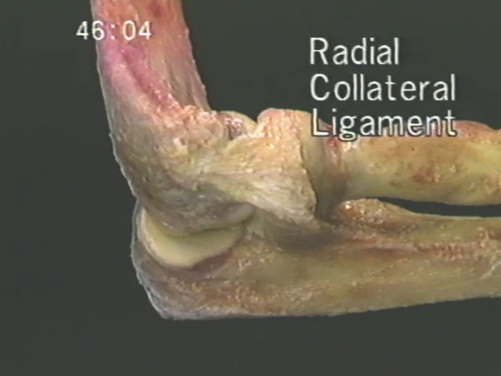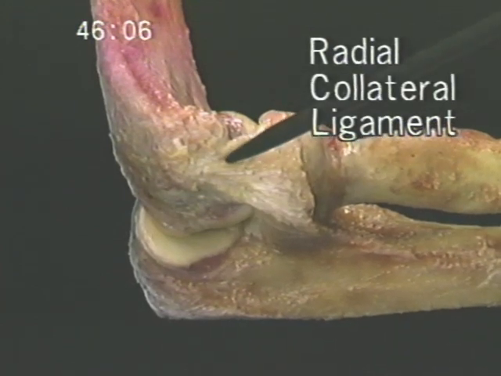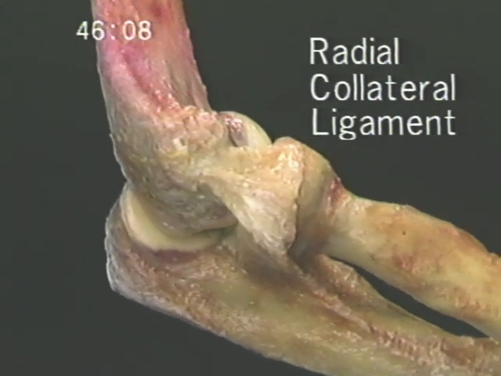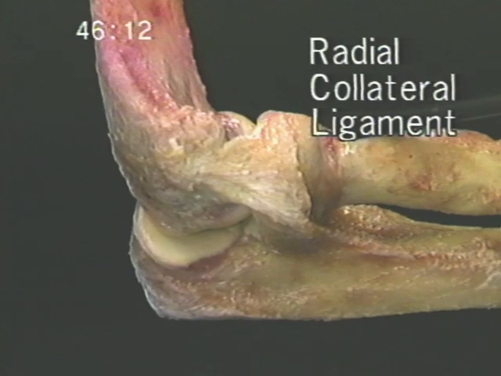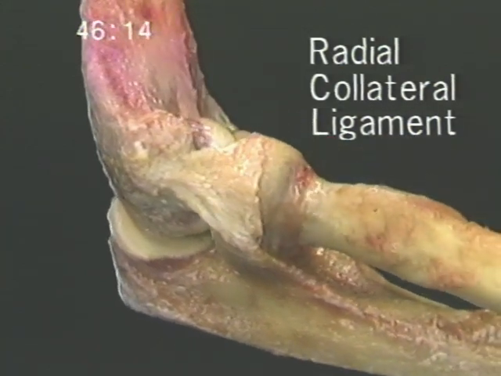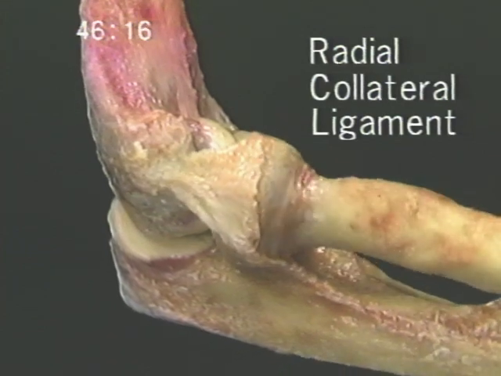So the radial head, while it's free to rotate, is otherwise totally trapped. Now let's go back to the intact elbow joint and see how it's held together by its two collateral ligaments. The radial one arises from the lateral epicondyle. It fans out and becomes continuous with the annular ligament. The two parts of this complex ligament hold the humerus and the radial head securely together.